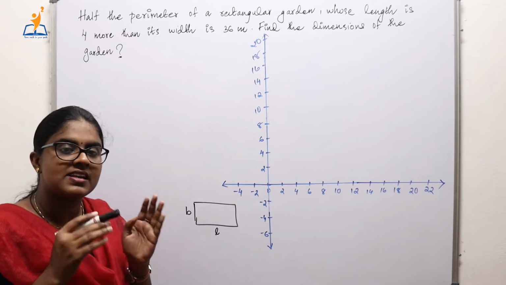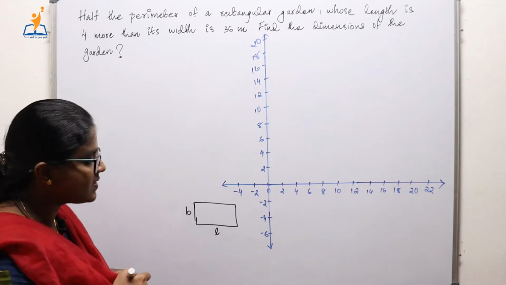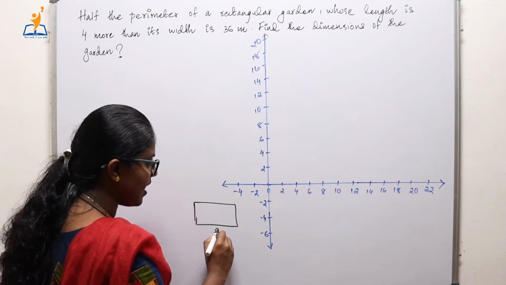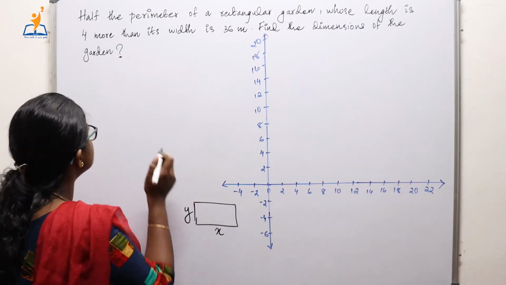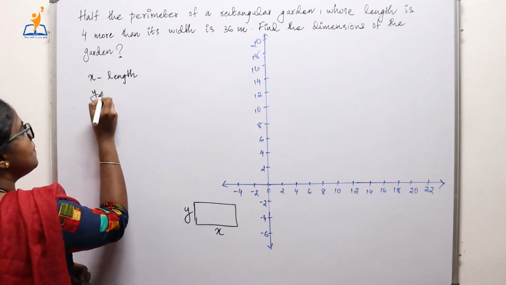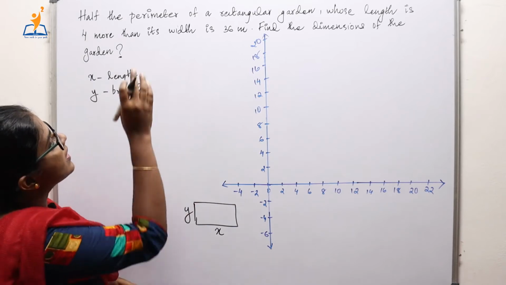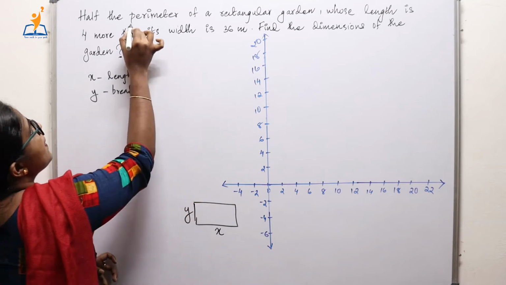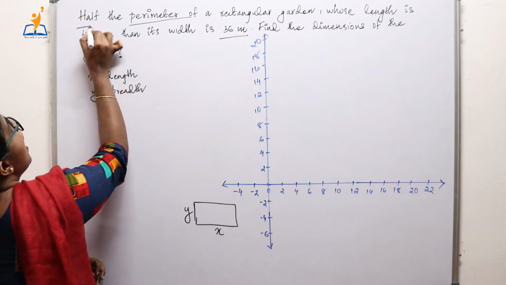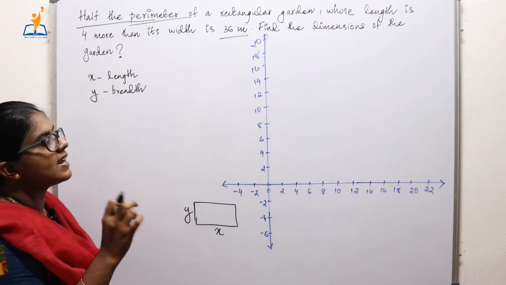Both the dimensions, that is length and breadth of the rectangular garden, are unknown to us. So let's represent the length and breadth of the rectangular garden as x and y. That is, x be the length of the garden and y be the breadth of the garden. Now the condition given is that the perimeter is 36 centimeter, not the perimeter, half the perimeter. Half the perimeter of the rectangular garden is 36 meter.